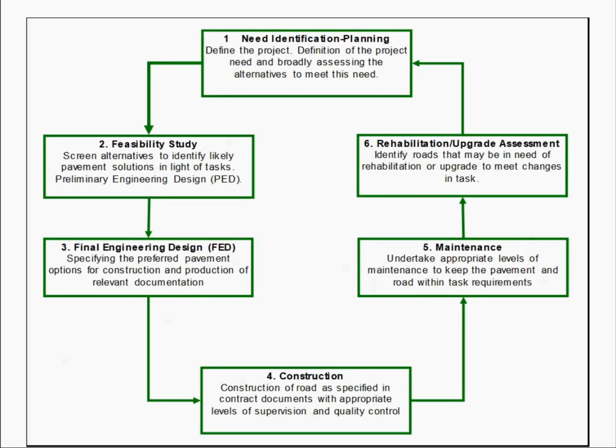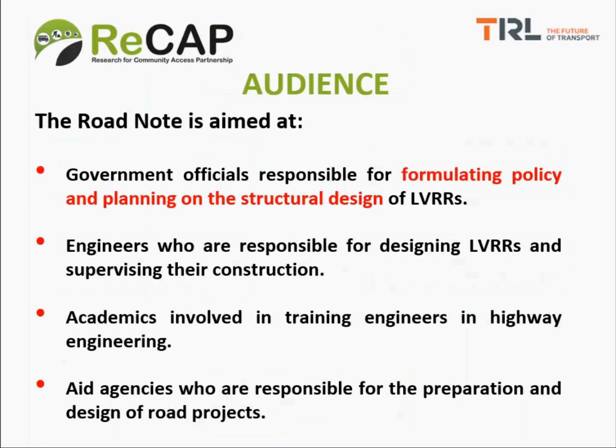Eventually, it wears out. It requires rehabilitation or upgrading. And so we go around in the cycle. Our document is concerned with the structural design. The structural design takes place in box 3 and box 6. But hopefully we'll go around this cycle. The road will go around this cycle many times in a few generations.